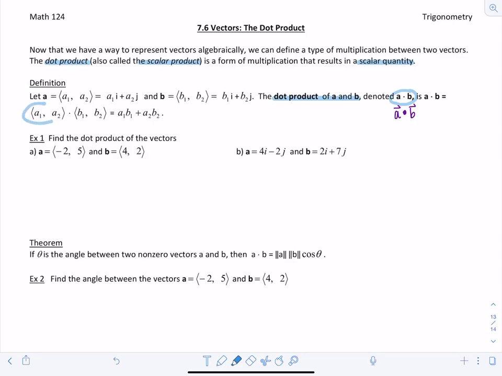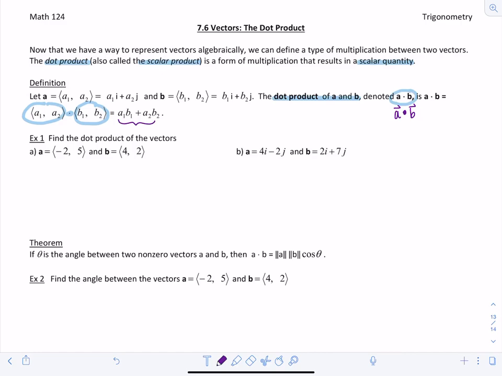So if you have vector A dotted with a vector B, you take A1 times B1, so both of their x components, multiply them, and then add that to A2 times B2, the product of their y components. So you could see the result is going to be a scalar because you add these two values together, you don't get back a vector quantity. Okay, so let's look at an example here.